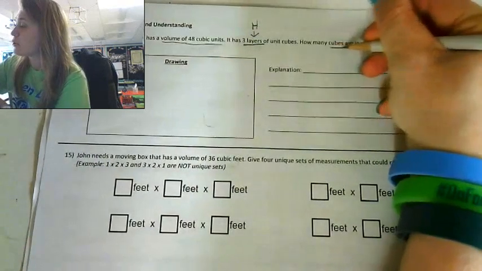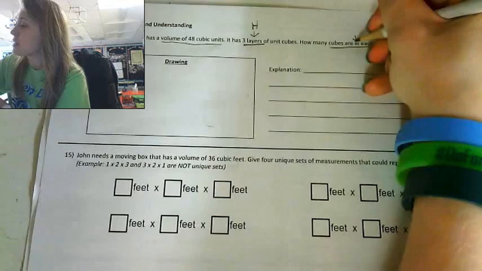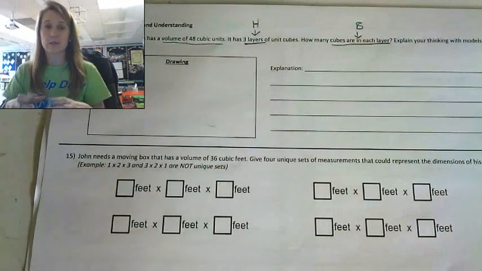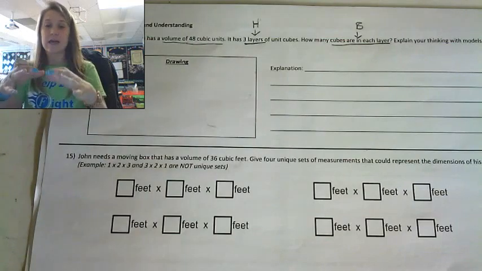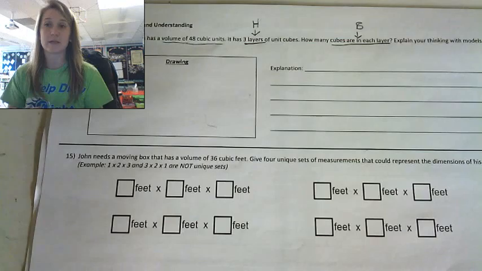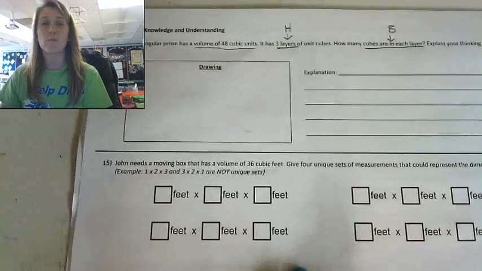When it talks about cubes in each layer, I know that this is talking about the base, because the base is what I start with, and every layer adds on another amount that is equal to that base. Explain your thinking with models and words.